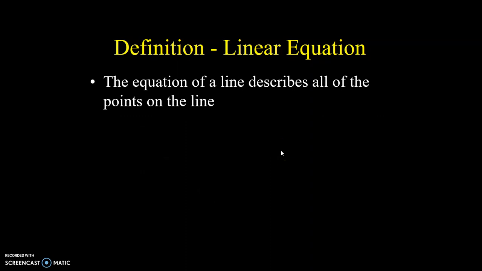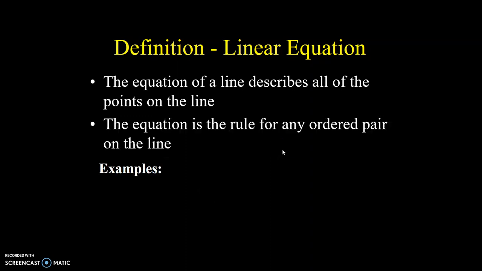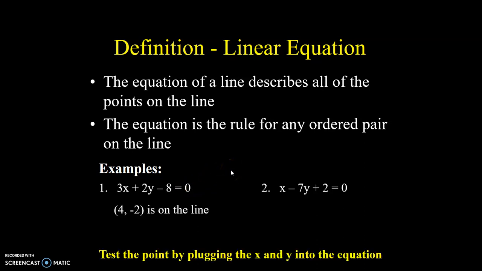The equation of the line describes all of the points on the line. The equation is the rule for any ordered pair on the line. For example, we have 3x plus 2y minus 8 equals 0, and x minus 7y plus 2 equals 0. These are some examples of linear equations. When you test any ordered pair, the equation must equal 0.